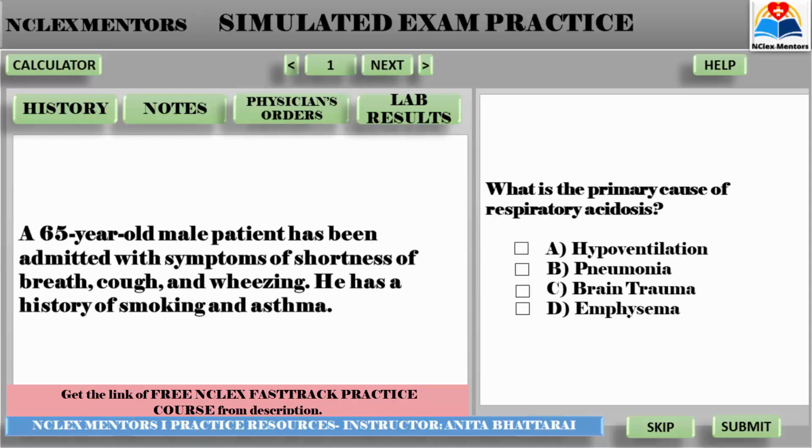Let's look into another question. What is the primary cause of respiratory acidosis? A. Hypoventilation. B. Pneumonia. C. Brain trauma. D. Emphysema.